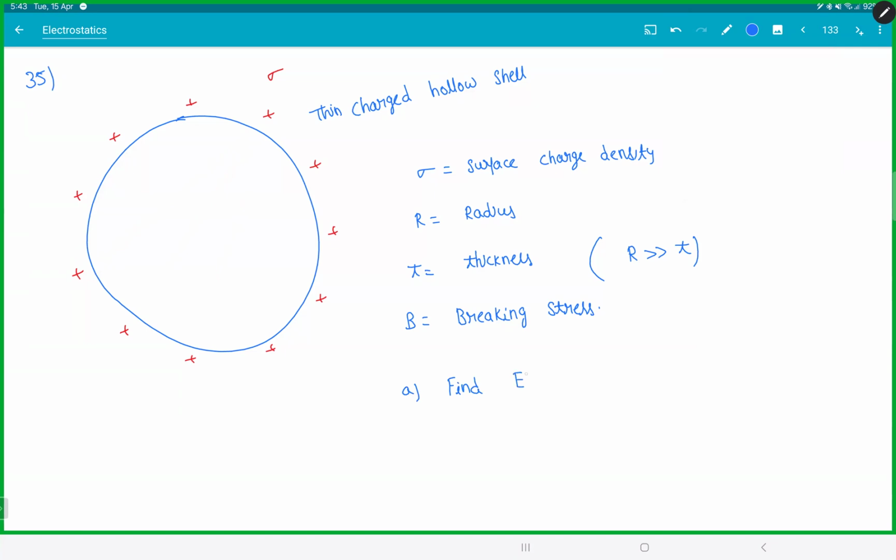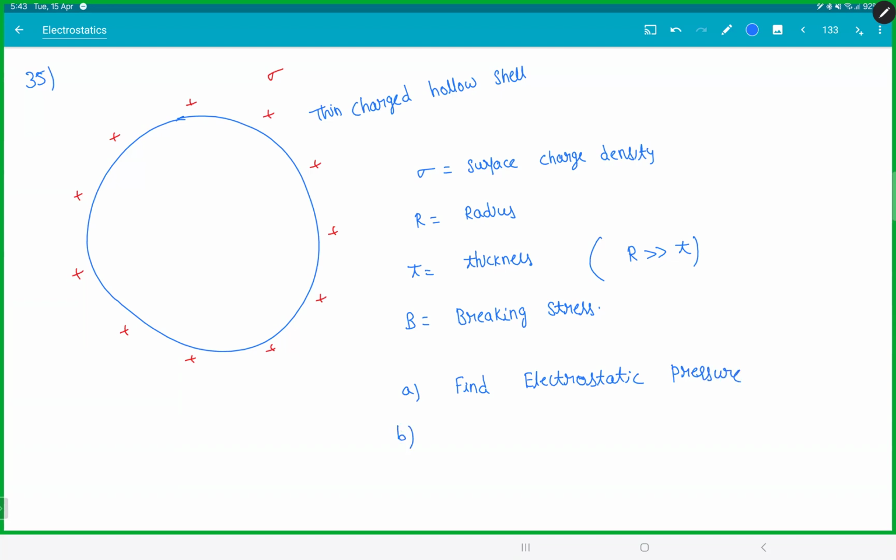So this is called electrostatic pressure. That is the name for this, because this pressure is generated because of electrostatic repulsion. We call this electrostatic pressure.